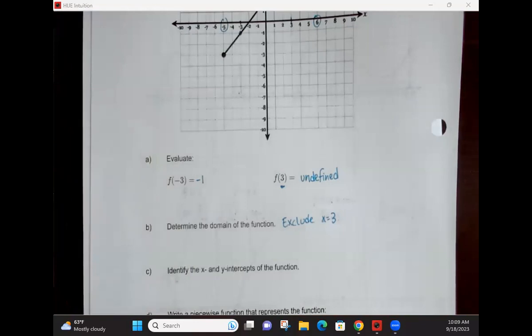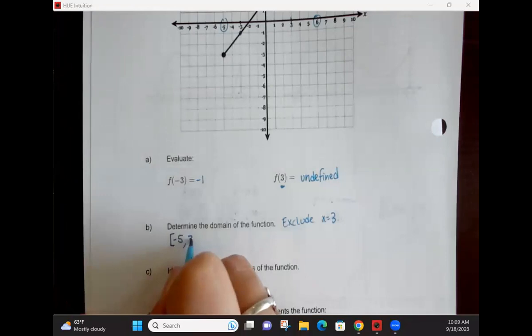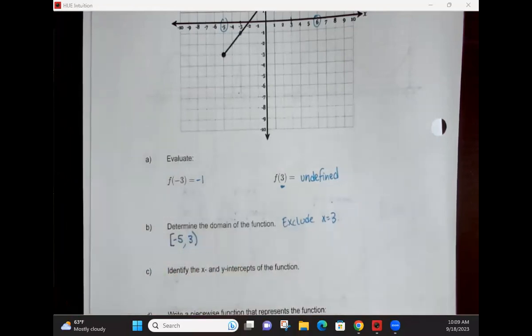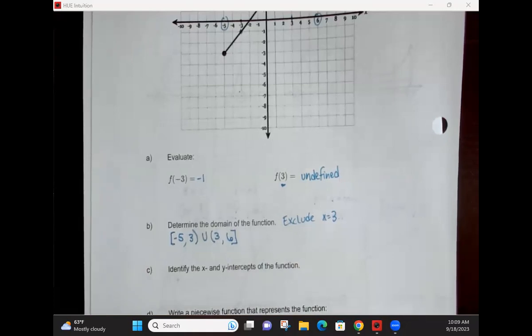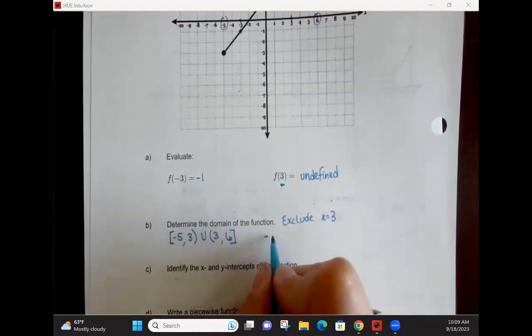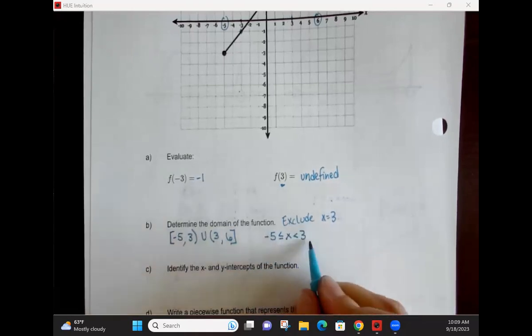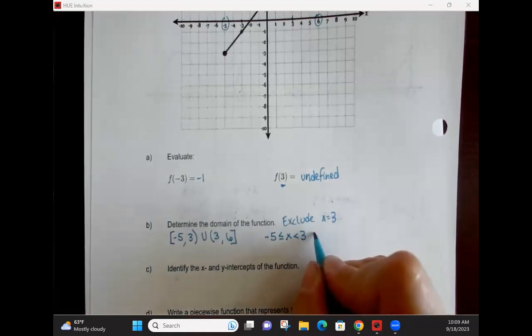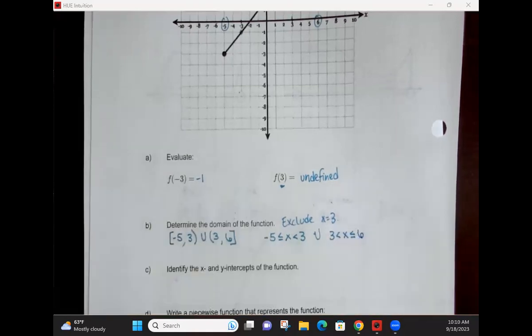So a couple of different ways that we could write this. We use our interval notation, -5 up to 3, but not including 3 because I don't have a point there. And then after 3, everything to 6 and including 6 because it's a closed circle. That would work. This as inequality notation would be -5 is less than or equal to x is less than 3 because I can't include 3. And then the other part of this would be 3 is less than x is less than or equal to 6. I have to break up at 3.